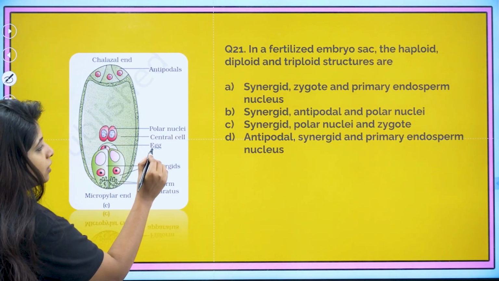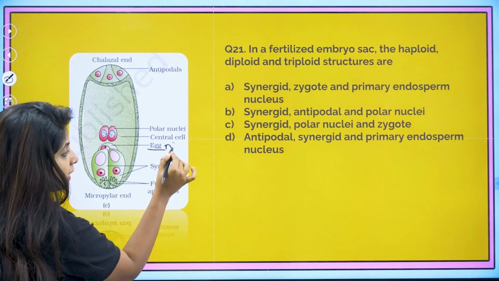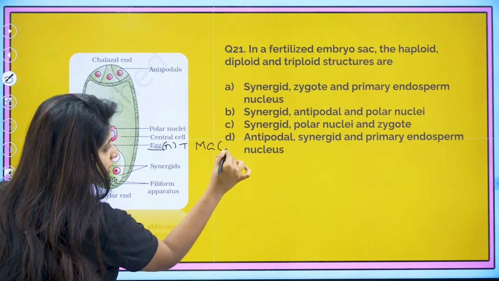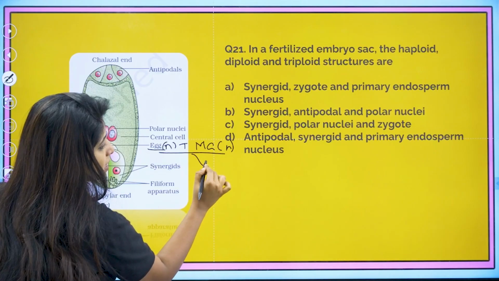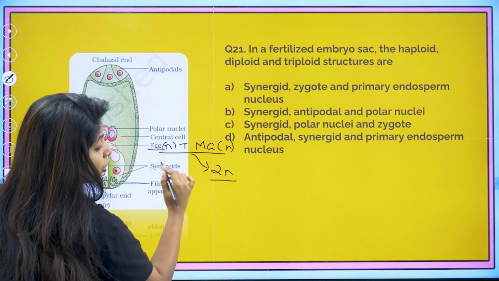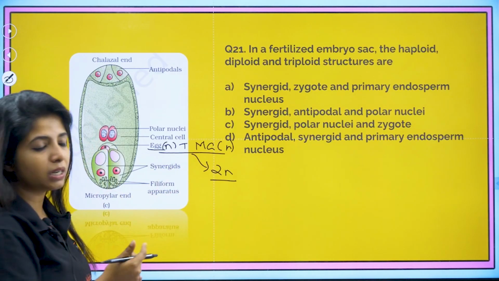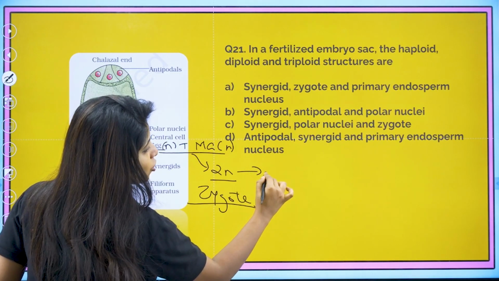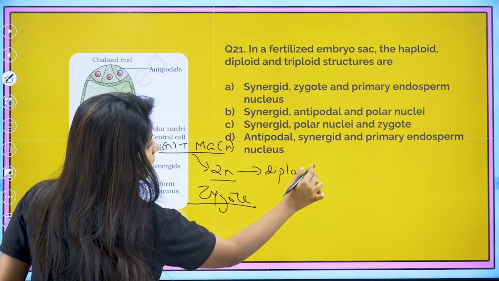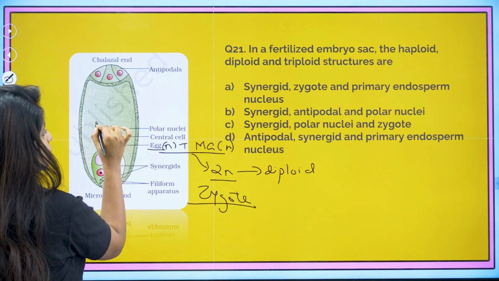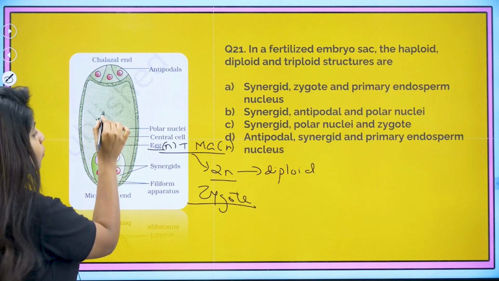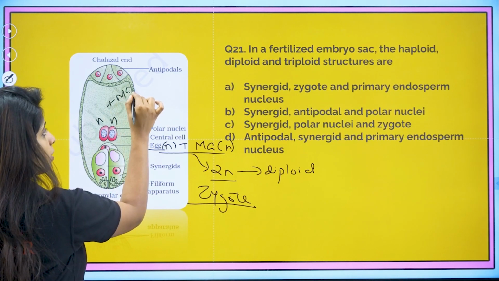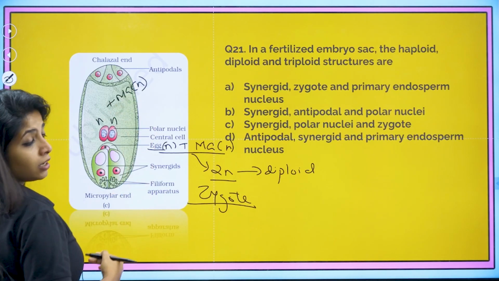So my dear children, the egg cell is being fertilized. The egg cell having n number of chromosomes is being fertilized by the male gamete also having n number of chromosomes, and now n plus n you get 2n, and 2n is what? What are you forming when male and female gametes come together? You form the zygote. So the zygote is diploid in nature. Now another male gamete is also there. This polar nuclei is having n number of chromosomes. The male gamete which is coming here, its nucleus will also have n number of chromosomes.